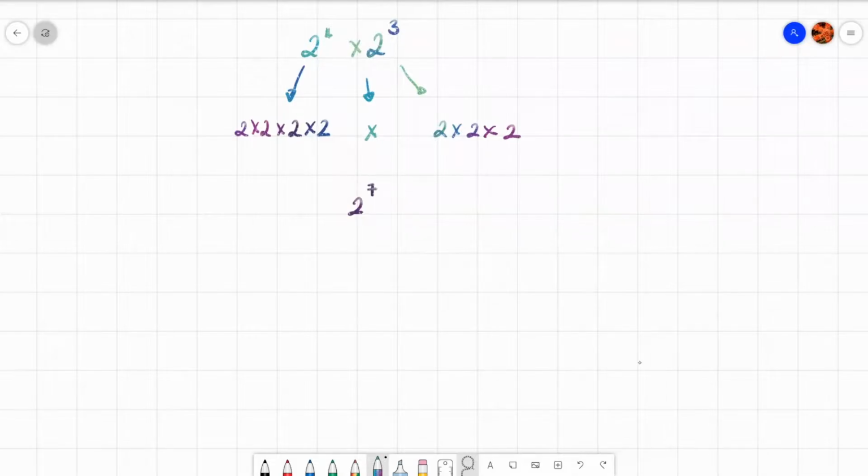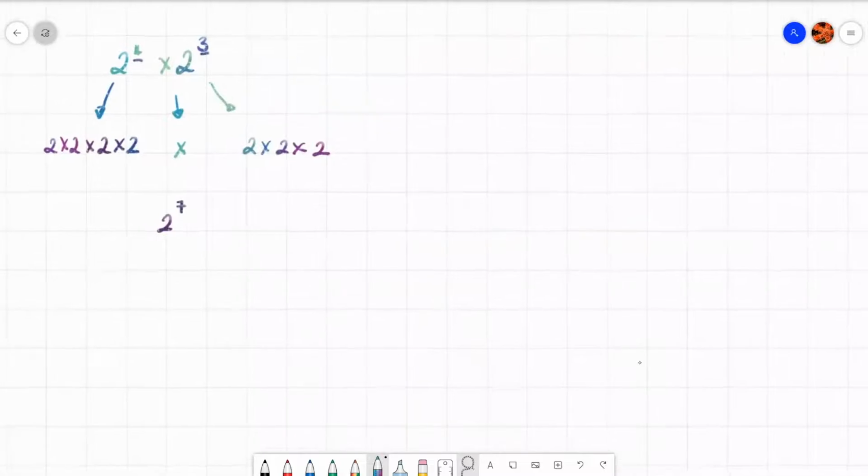And as you can see, when we multiply, we can just add the powers together because 2 to the power of 4 times 2 to the power of 3 means we are going to be multiplying the number 2 by itself 7 times. Let's have a look at another example like that.